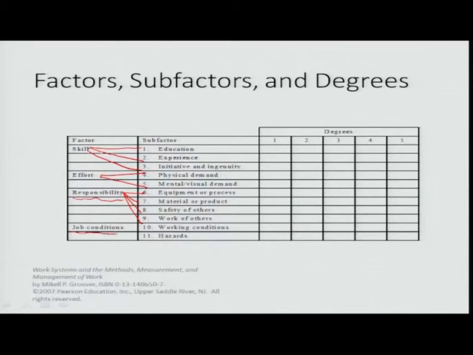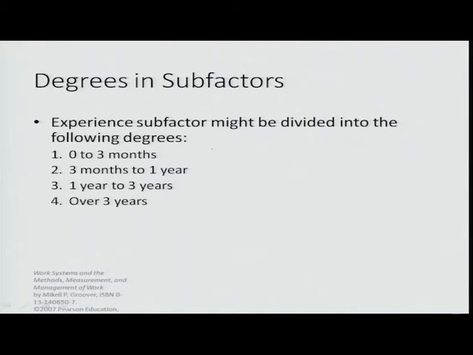Similarly, in job conditions you could have working conditions as well as hazards, and you associate different degrees of these sub factors in terms of how much a sub factor will contribute to the skill. For example, if I take experience as a sub factor, I would associate it with four degrees: 0 to 3 months of experience in one category, 3 months to 1 year in another, 1 to 3 years in a third, and over 3 years in a fourth. So these are the different degrees now, right?